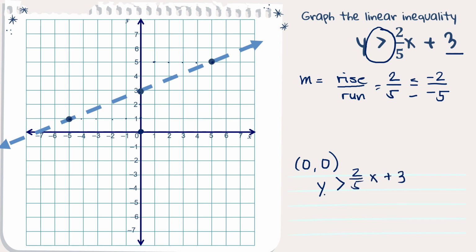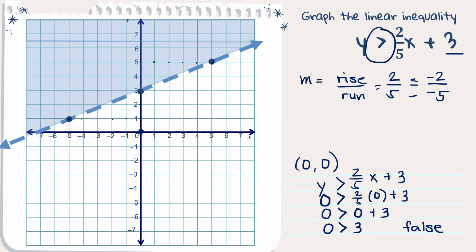So we have the value of y, which is 0, is greater than 2 over 5 times 0 plus 3. 2 over 5 times 0, correct, that will give us 0. And what is 0 plus 3? Correct, that is 3. Is 0 greater than 3? Is the statement true or false? Correct. The statement is actually false. So therefore, we are going to shade the part that does not contain (0, 0), which is actually above the line.